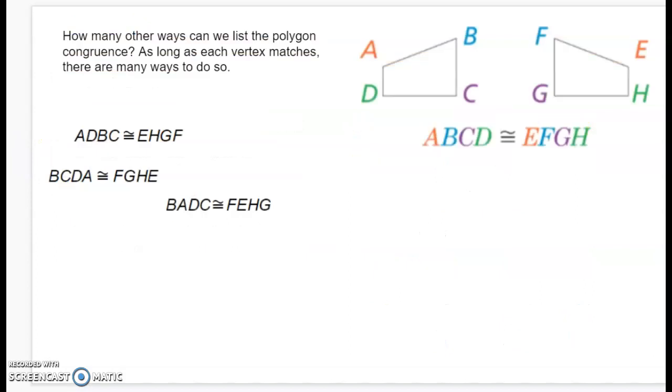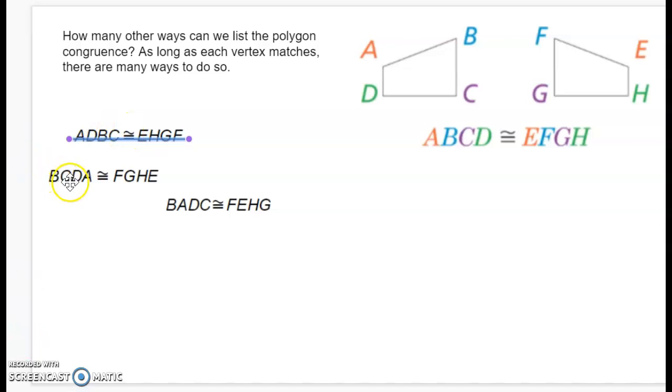So we have some other ways that we can do this. You've got ABCD is congruent to EFGH. What about ADCB? So this one would not be. In fact, ADBC is not even one. It's not a valid way to write this. So if I was looking at this one, I'd say that's a big no.